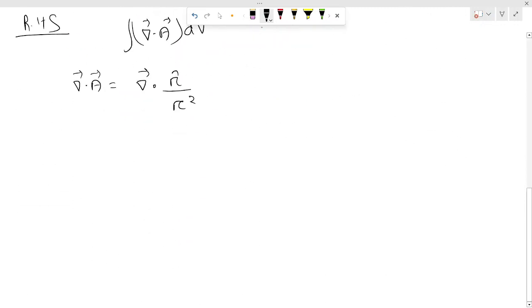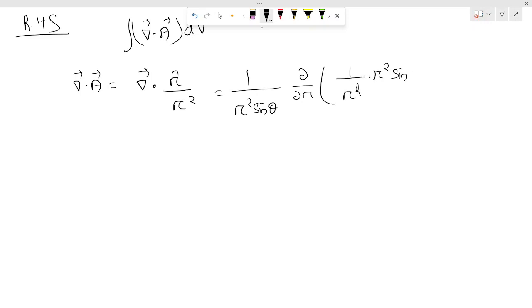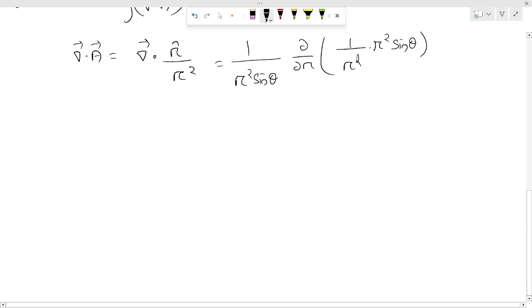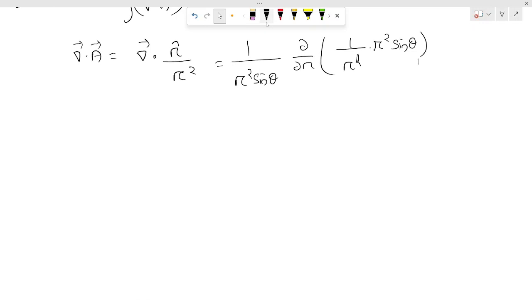You know the divergence formula. Put the divergence formula: 1 upon r square sine theta, that is 1 upon h1 h2 h3, into del upon del r of 1 upon r square into r square sine theta, isn't it? Because I have only the r component here; theta and phi components are absent in your A vector. That's why I have only taken the divergence of the r cap component.